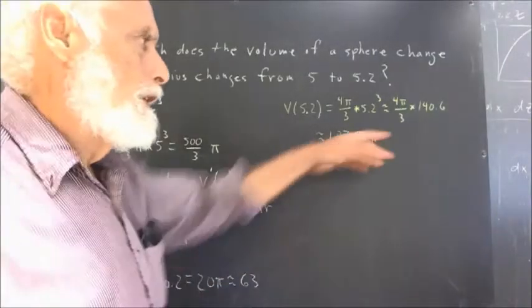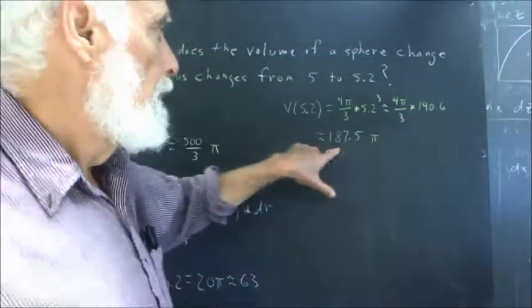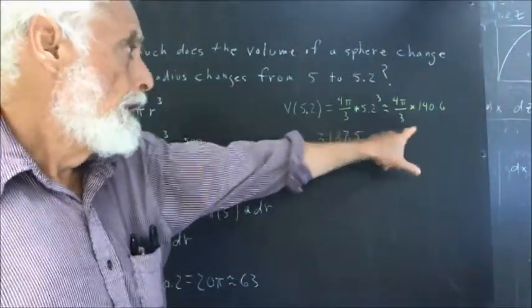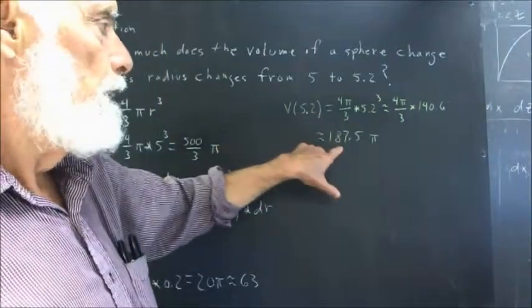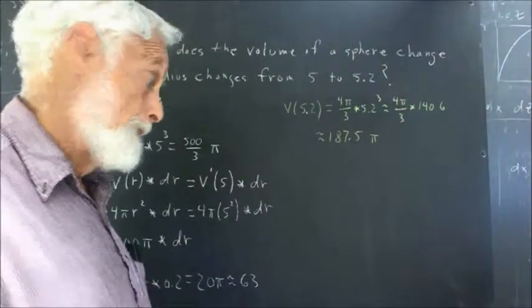Okay, and of course I used machinery to do this. I didn't want to estimate that in my head like I did over here and mess up. So we calculate V of 5.2. We get approximately 187.5 times pi.